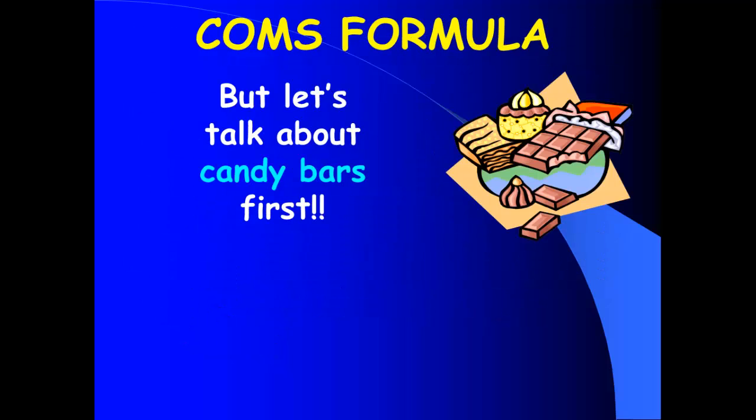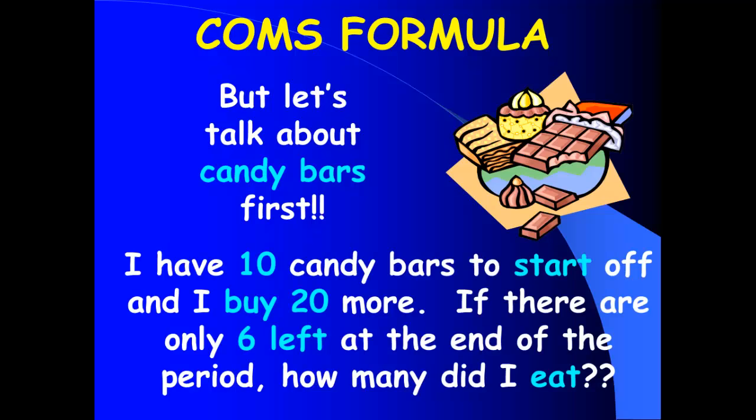We have a formula for it. Before we talk about that formula, let's talk about candy bars, but I think being that this is Fair Week, we should talk about funnel cakes. I have 10 elephant ears to start the day off. I buy 20 more. At the end of the day or the month, there are 6 left. How many elephant ears did I eat? 10 plus 20 says the most elephant ears you could have eaten if you ate them all would be what, 30? But there's 6 left. So 30 minus 6 says you must have eaten 24.